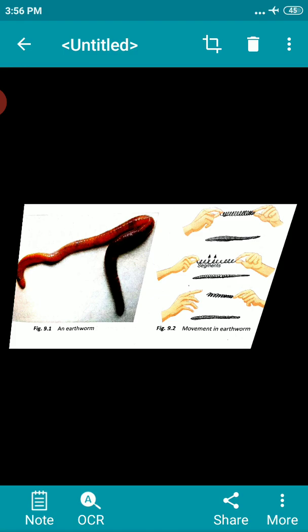It then shortens the body and pulls the rear end forward. This makes it move forward by a small distance by contraction and expansion. The earthworm can move through the soil. The body secretes a slimy substance to help the movement. So, the earthworm moves by contraction and relaxation of the rings of its body.